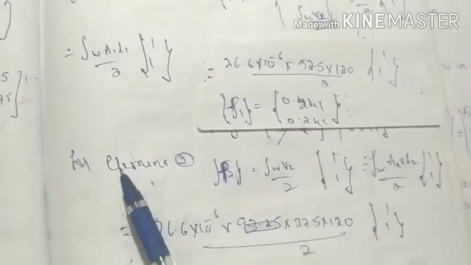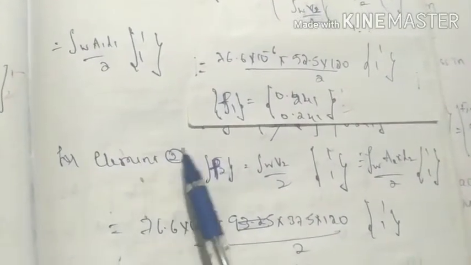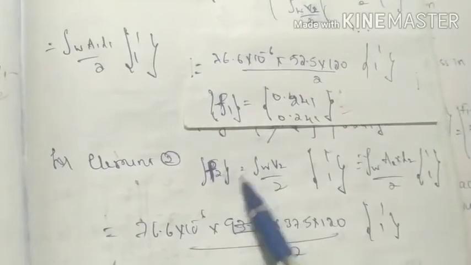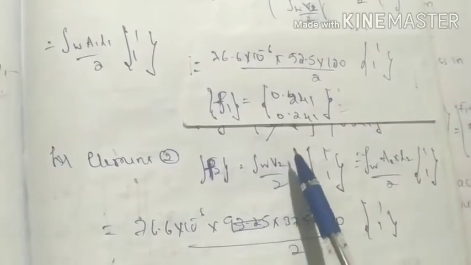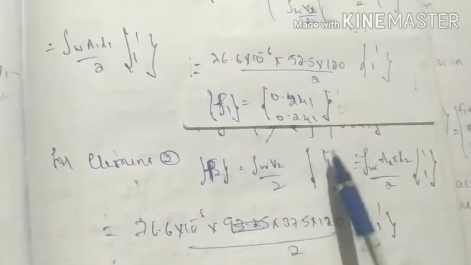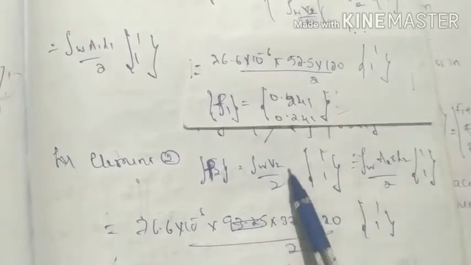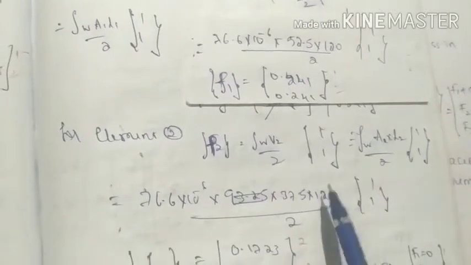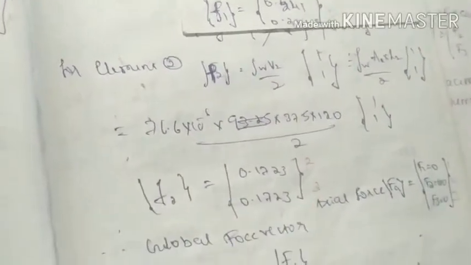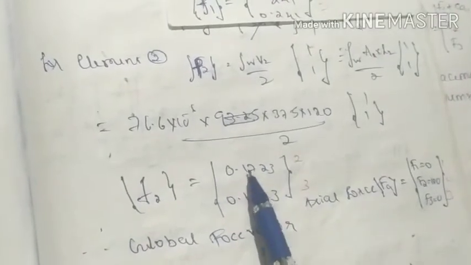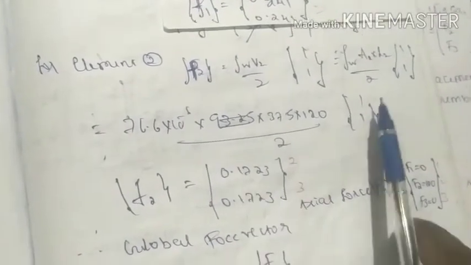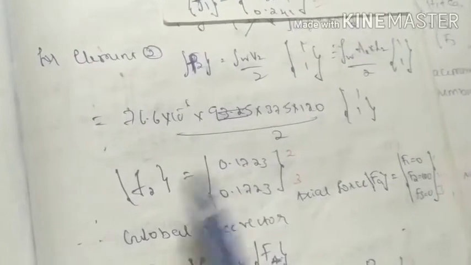Similarly, we need to find it for element 2, that is F2 equals rho g into V2 divided by 2, times the matrix of 1 and 1. Again V2 is nothing but A2 into L2. Substitute both the values and simplify it. We will get 0.1723, multiply it inside the matrix, and we get F2.